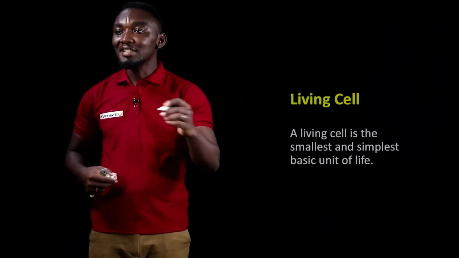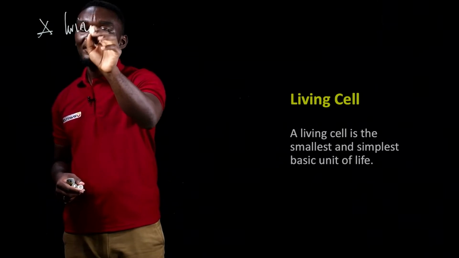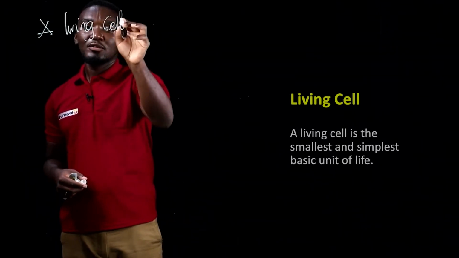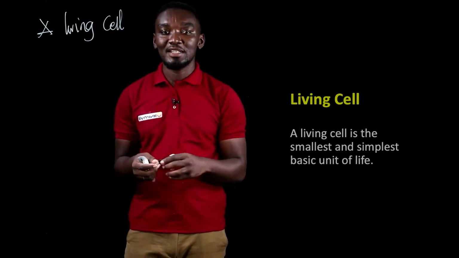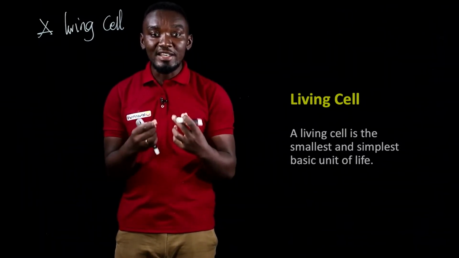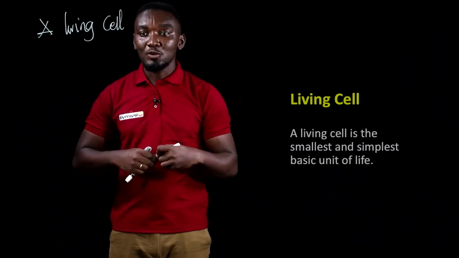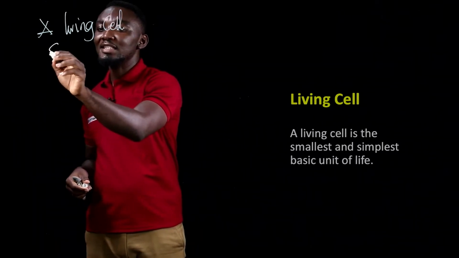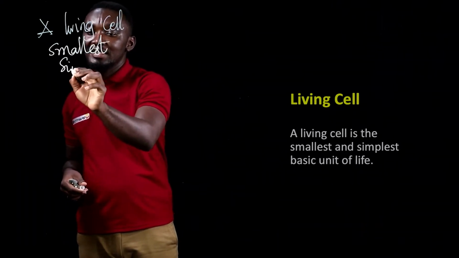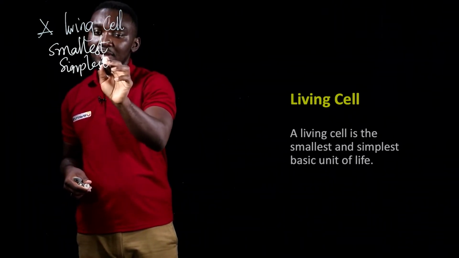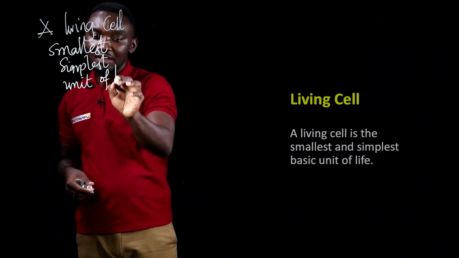So what then is a living cell? Our body is made up of tiny particles that we cannot see with our naked eyes, and those are what we call cells. So we say that a cell is the smallest and the simplest basic unit of life.